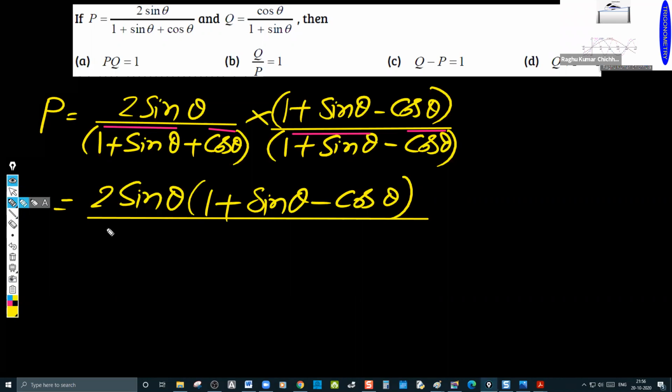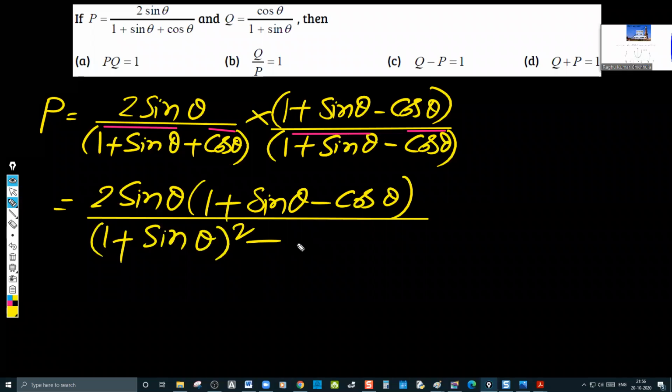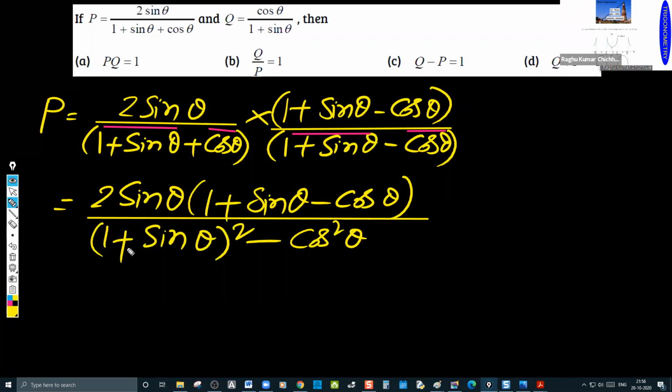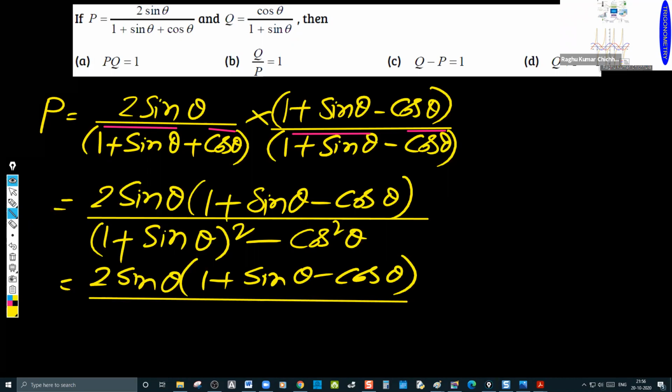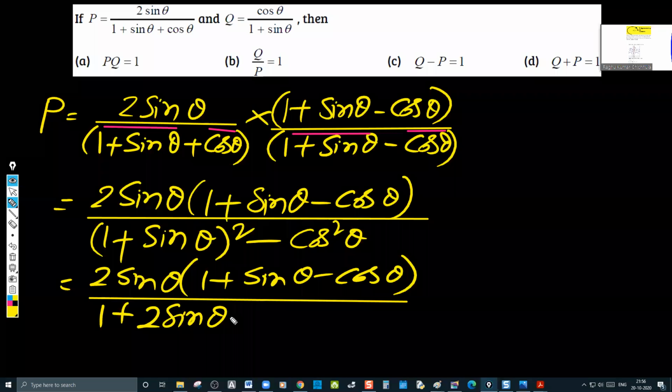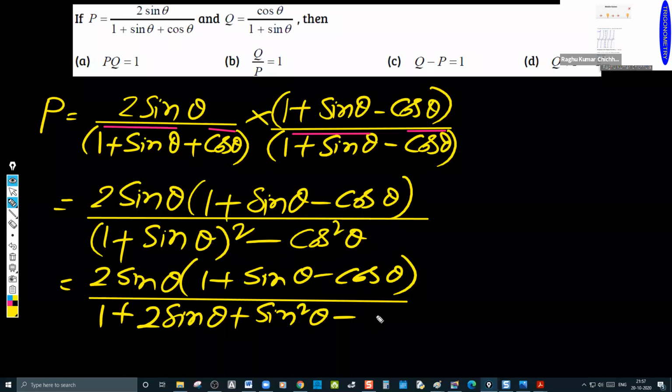What will it be then? 1 plus sine theta the whole square, minus cos square theta. Correct. Now, let us simplify that. The numerator is 2 sine theta into 1 plus sine theta minus cos theta. I'm writing the denominator now. Denominator is 1 plus 2 sine theta plus sine square theta minus cos square theta.